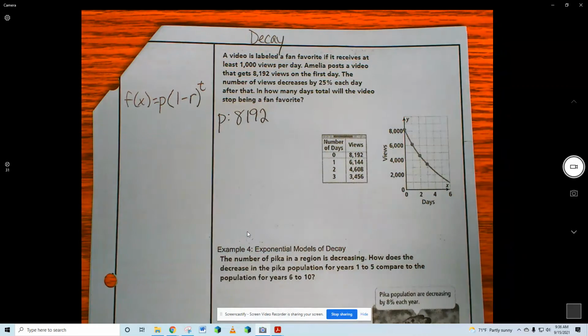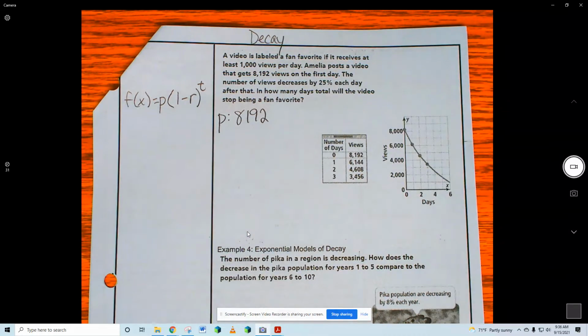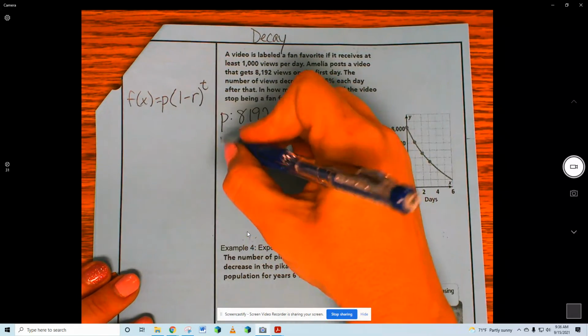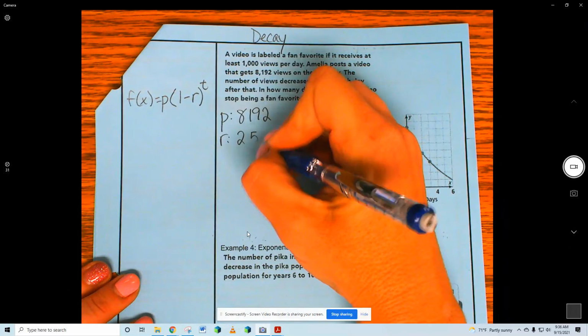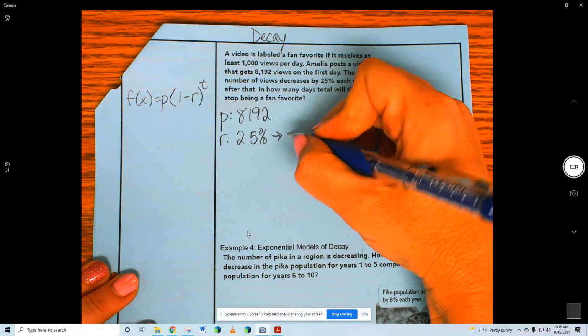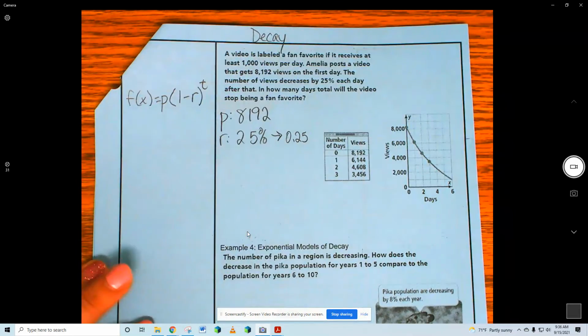All right, then the number of views decreases because as soon as it's popular, what is it called? Viral. I sound so old. Once a video is viral, then after a few days, it's not as popular. People have seen it, and there's a new viral video that's come out and it replaces it. So this decreasing is going to be my rate. My rate is going to decrease by 25%. How do I write 25% as a decimal? 0.25. Okay, good.